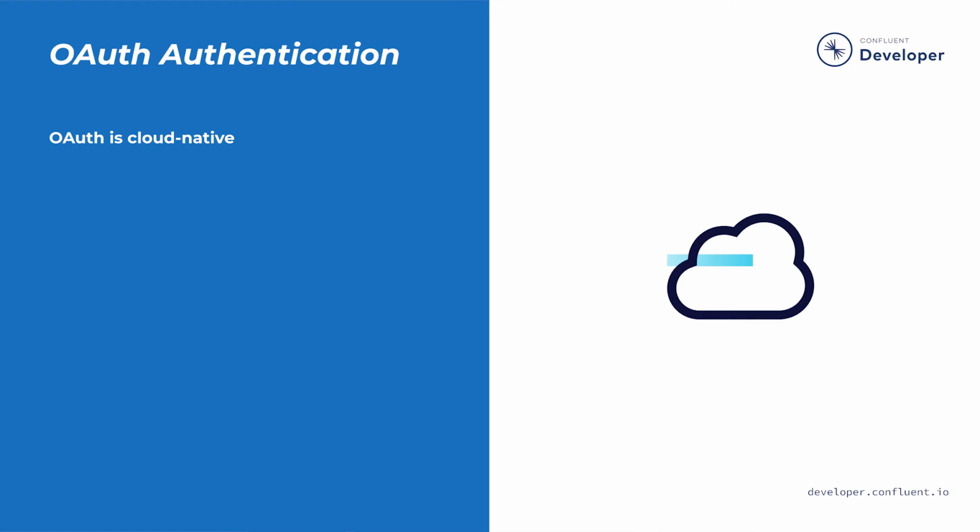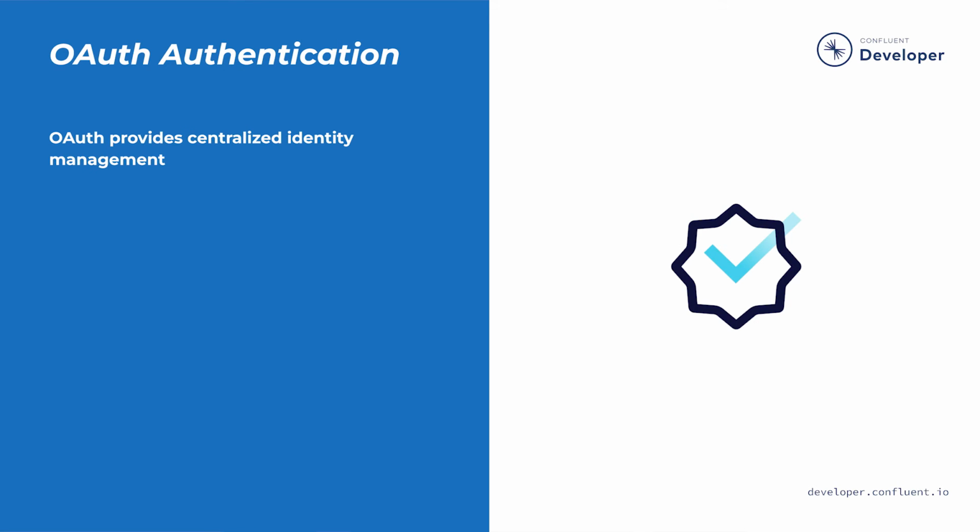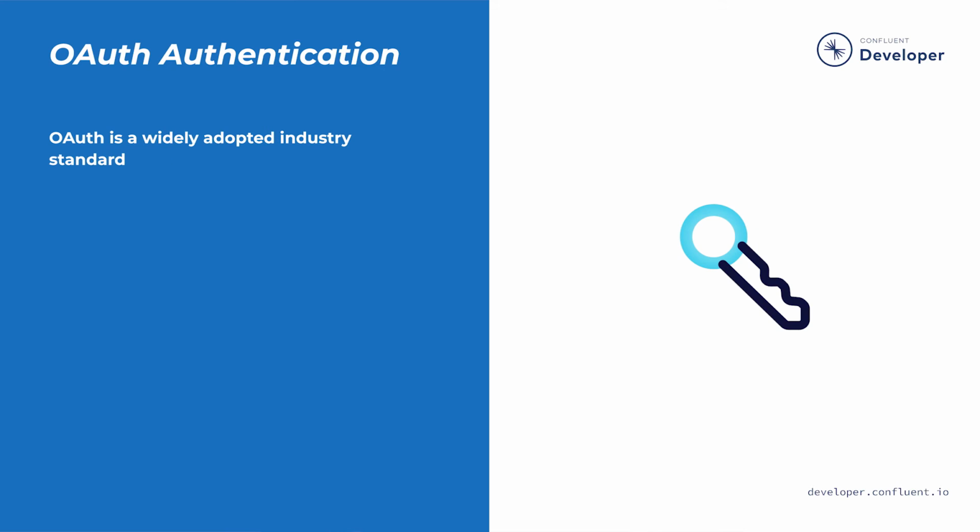There are a few advantages to using OAuth for authentication. OAuth is a cloud-native authentication solution. Most companies already employ an OAuth solution for other cloud resources they use for authentication and identity management. OAuth provides centralized identity management. System administrators have only one place to manage authentication for all their systems, rather than having to create and manage credentials or set up a sync system for each independent service in their organization. OAuth is an industry standard for providing authentication.